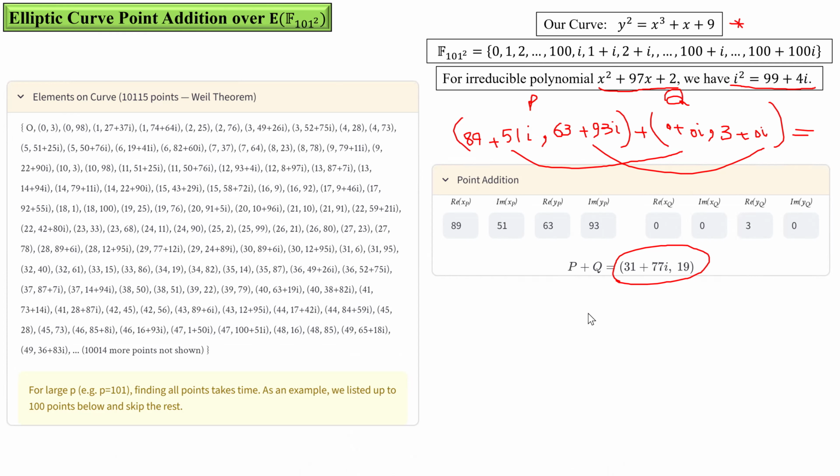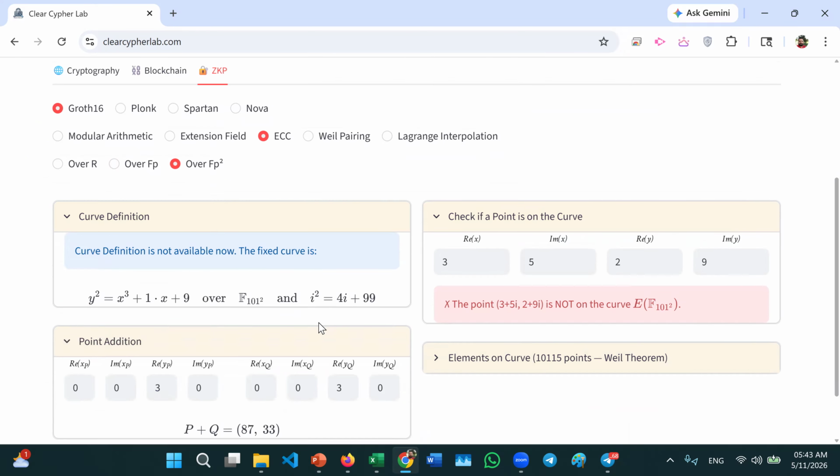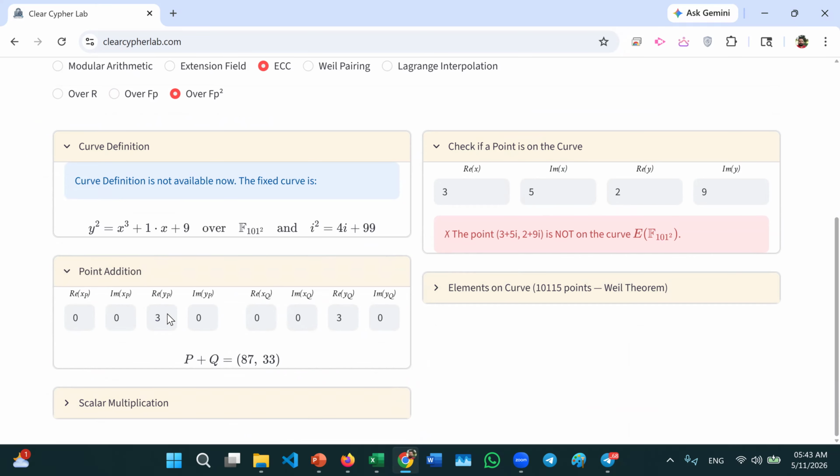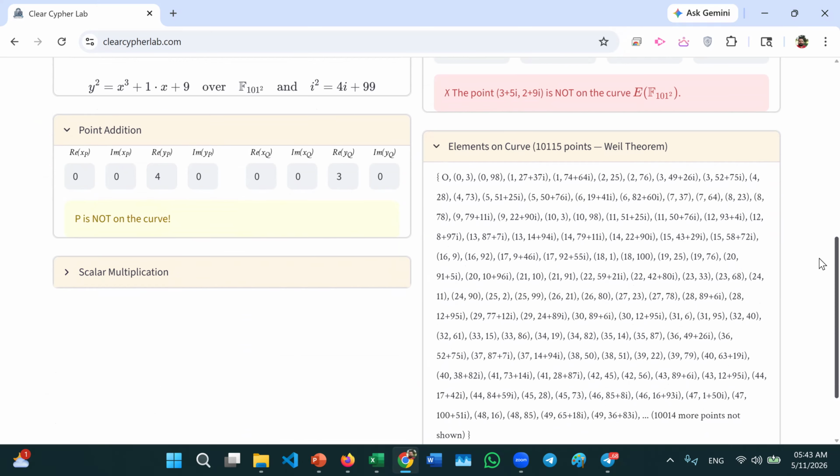Okay, so then in the website we have the addition of 2 points here. If you put values that are not valid, you will see that the element P is not on the curve, right? Maybe you want to pick the value from the list here. For instance, 9. I'm going to add 9 for the real part, and then 0 here, and then 79 and 11.